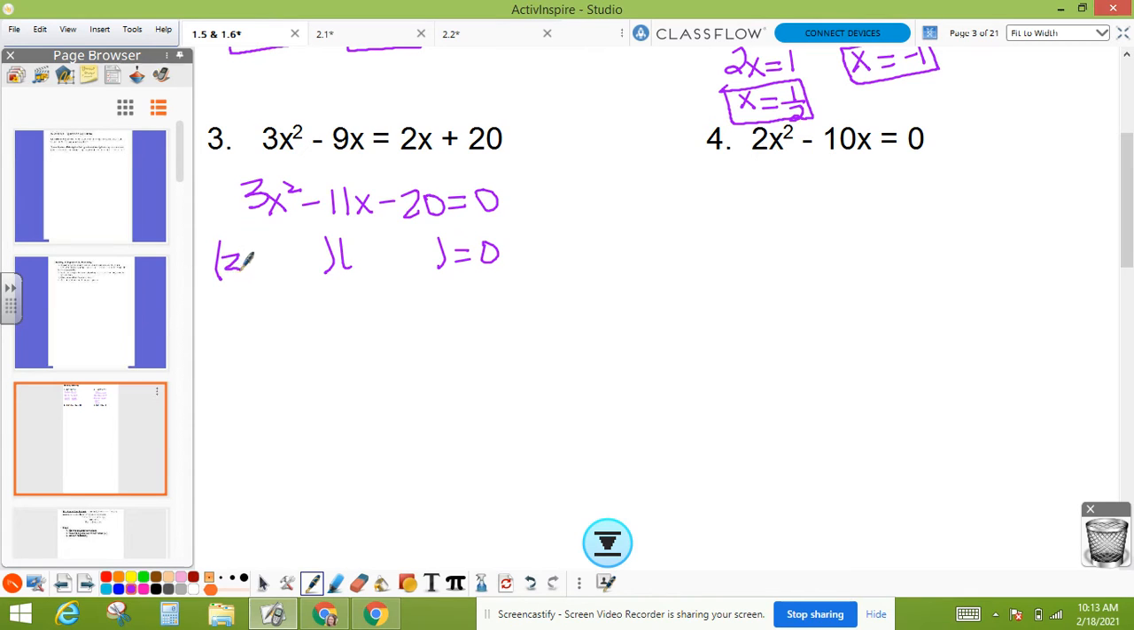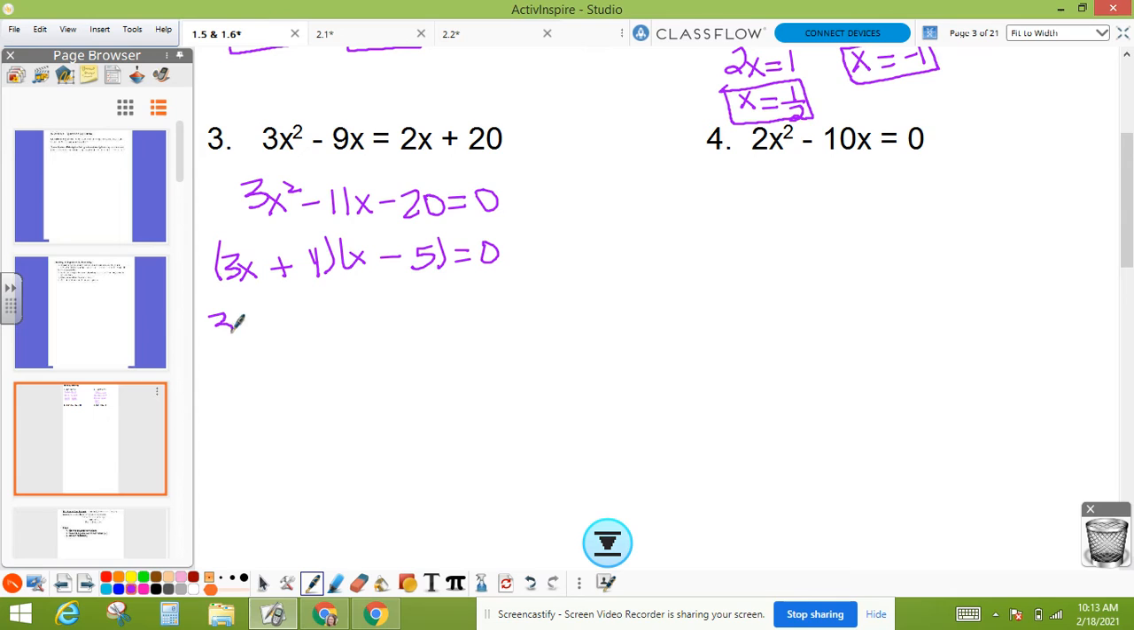Then we have 3x and x. I meant to tell you to do 3 and 4 on your own. So if you want to pause the video and try those, finish this one and do 4. All right, so to get 20, we need a 4 and a 5. I'm not sure where I want them. I think this is going to work though. This is 15 and 4. That'll get me negative 11 if I have negative 15 and positive 4.